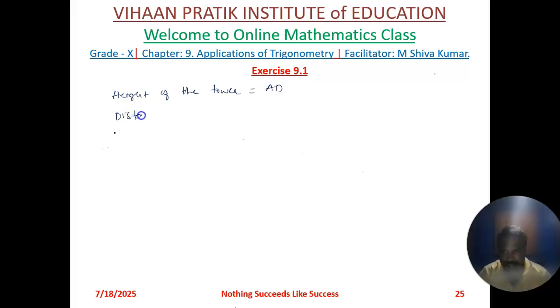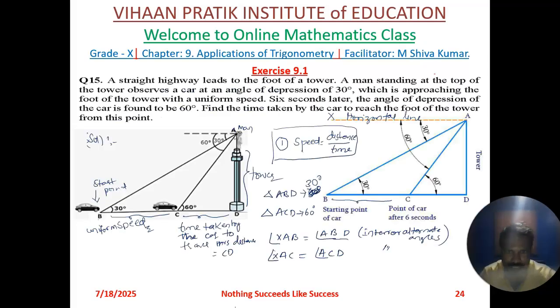Distance travelled from B to C, from first position to second position. B is first position, C is second position. Okay, so how much time does it take to travel from B to C?